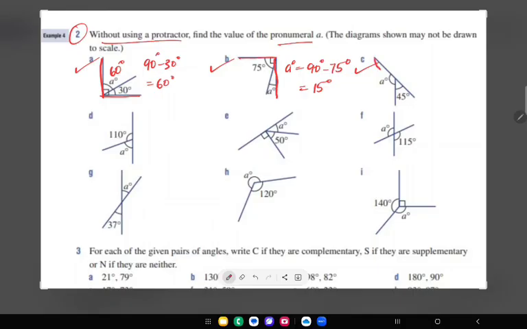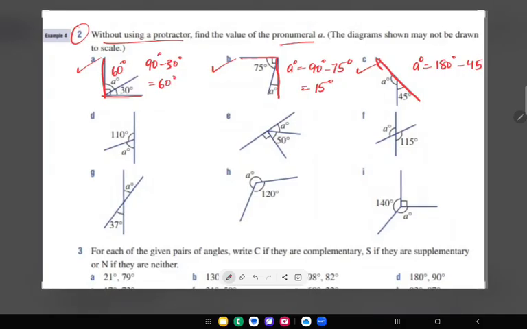Then let's see part C. This one is a straight line, so it should be 180 degrees. If you want to find the missing angle, you subtract from 180 degrees, which is 45 degrees. Then it's 135 degrees. So whenever you see a straight line, you subtract from 180 degrees. Now for part D, A degrees, again a straight line, so subtract from 180 degrees to find the missing angle. 180 degrees minus 110 degrees is 70 degrees.